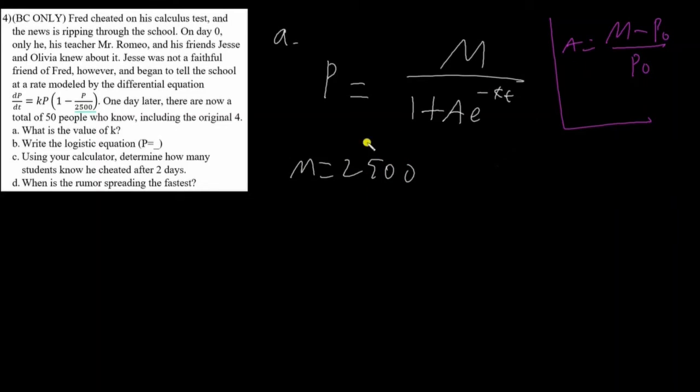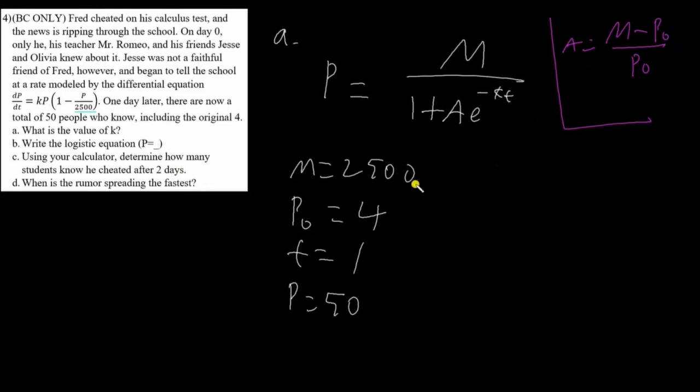Second, we know that the initial population, the population on day 0, and by population, by the way, I mean the number of people who know that Fred cheated, because cheating is bad. On day 0, Mr. Romeo, Jesse, and Olivia, so 4 people total, know that he cheated. And then after 1 day, so when t equals 1, the population is 50, including the original 4, so a total of 50 people.